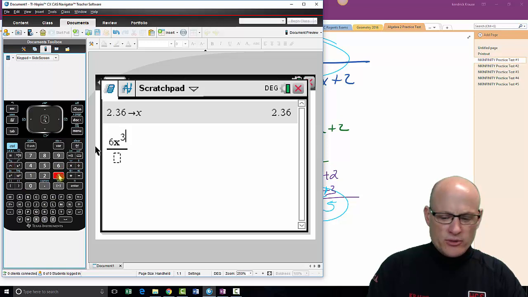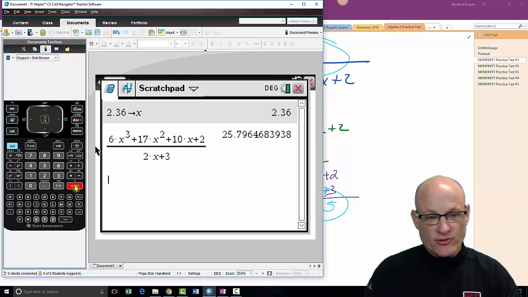6x cubed plus 17x squared plus 10x plus 2 all over 2x plus 3. Hit enter. Some obnoxious number.